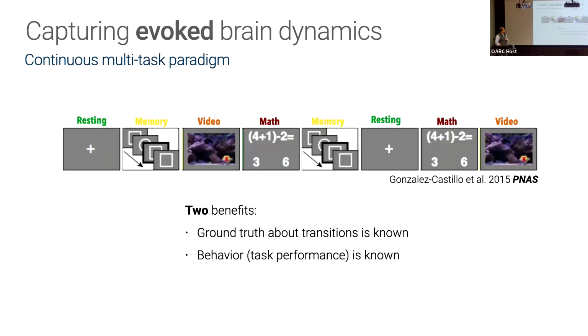Okay, so this is the data we used first. This is from Peter Bandettini's lab. Gonzalez-Castillo, I think, collected this awesome data. So here they have this continuous paradigm. We have 3 minutes of resting state, 3 minutes of working memory, 3 minutes of kind of resting state, because you're watching Nemo or an aquarium and finding Nemo, and then some basic, or maybe very complex, math, and you repeat it.